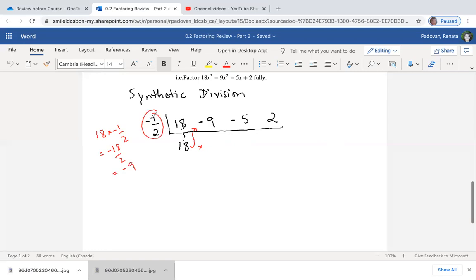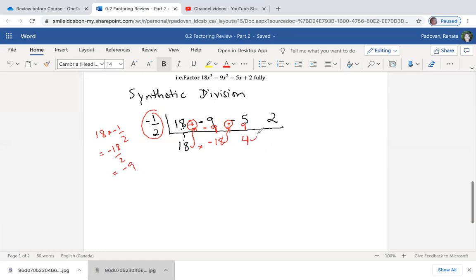So I have negative 18 divided by 2, which is going to be negative 9. And if we remember from before, anytime I do synthetic division, it actually is adding. So negative 9 plus negative 9 is negative 18. That negative 18 is going to come up and cross the line. So that negative 18 gets multiplied by negative 1/2. Negative and negative is positive. 18 divided by 2 is a positive 9. And again, I add the values. So negative 5 plus 9 would give me a positive 4 underneath the line.